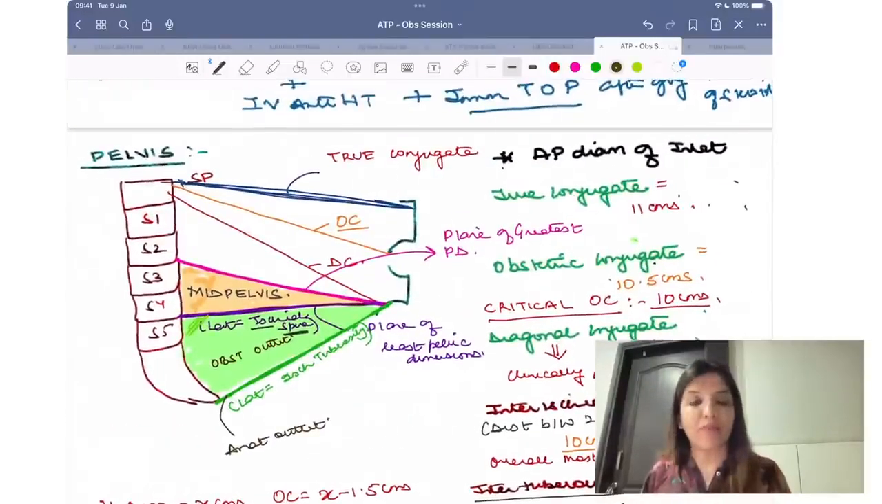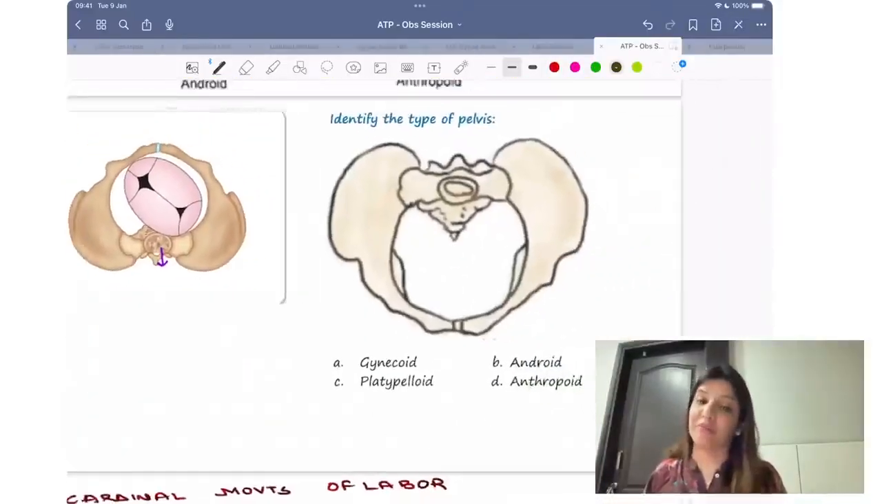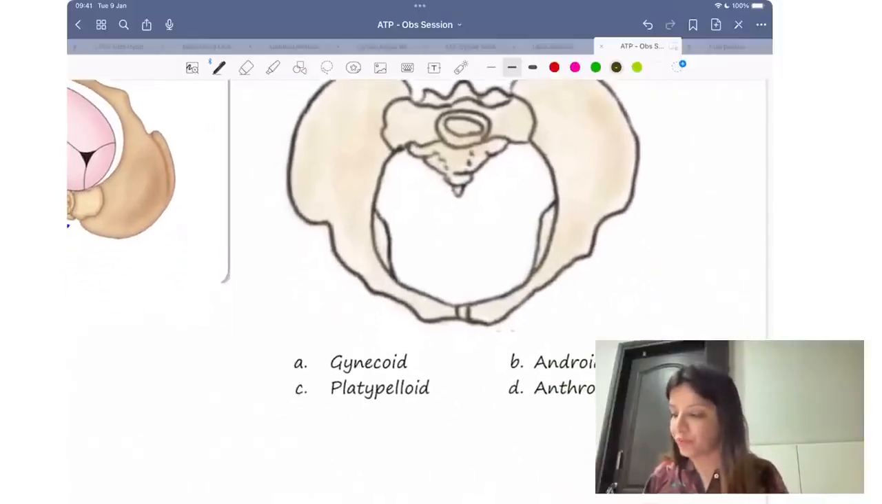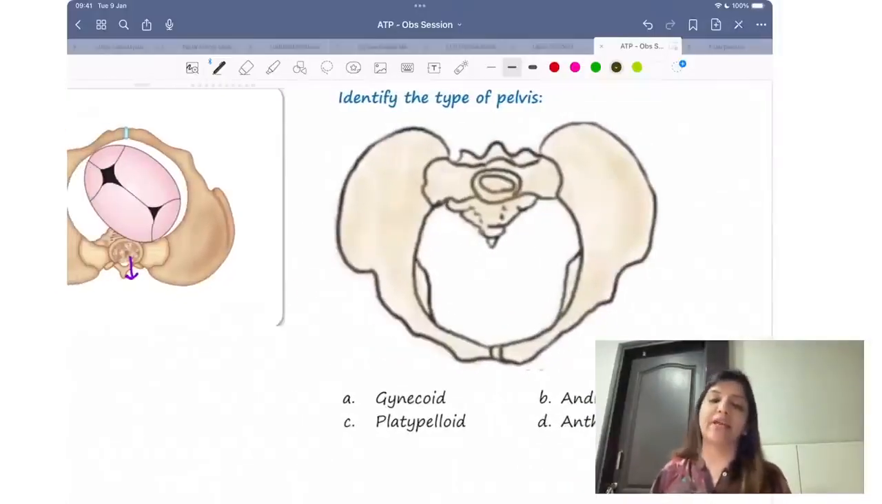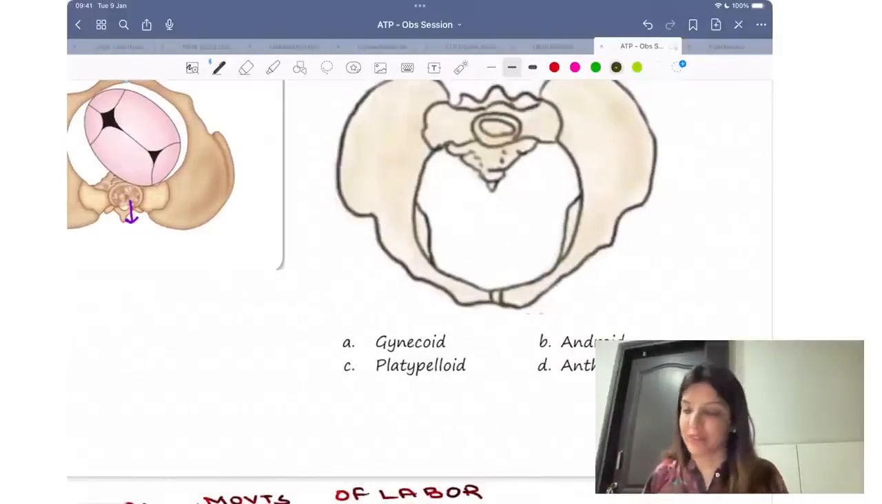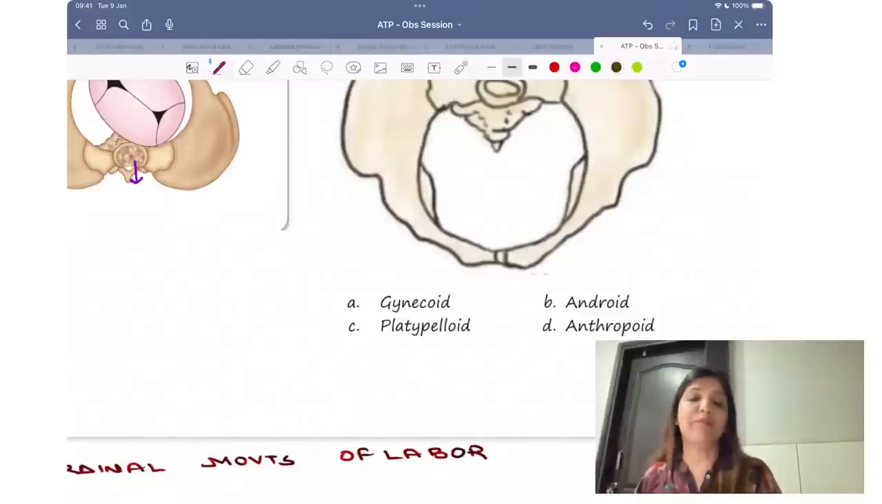Now, did all of you understand the pelvis? Okay. Then, another thing which they ask you, and this is your question, beta. This is an FMGE PYQ. Identify the type of pelvis. A. Gynecoid, B. Android, C. Platypelloid, D. Anthropoid. Identify this pelvis and tell me what type of pelvis this is. A, B, C or D?